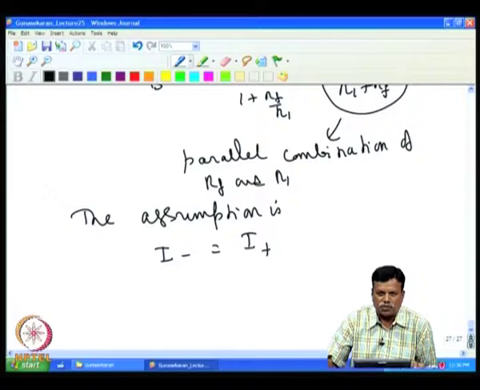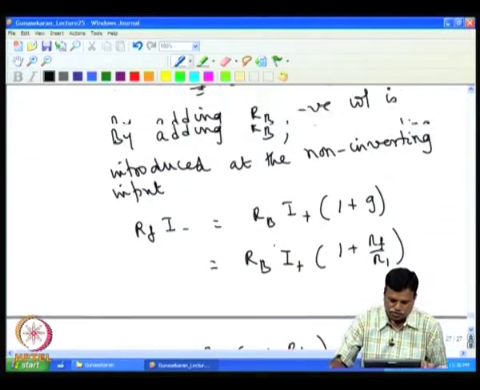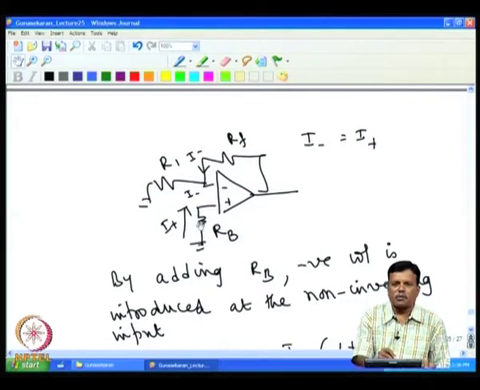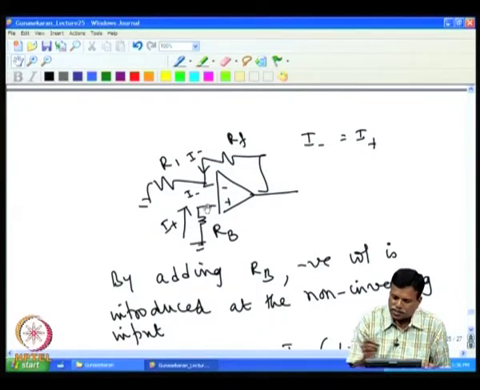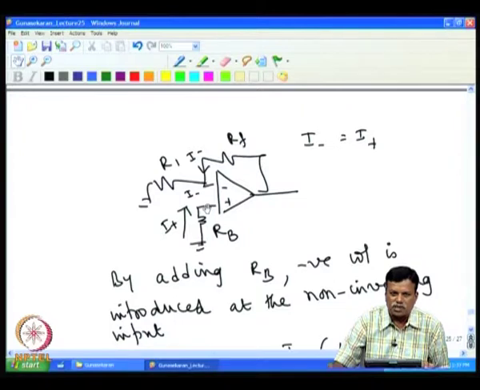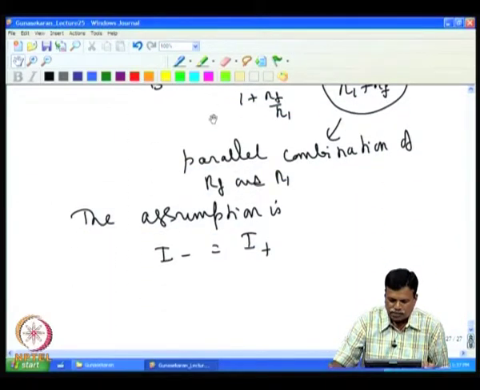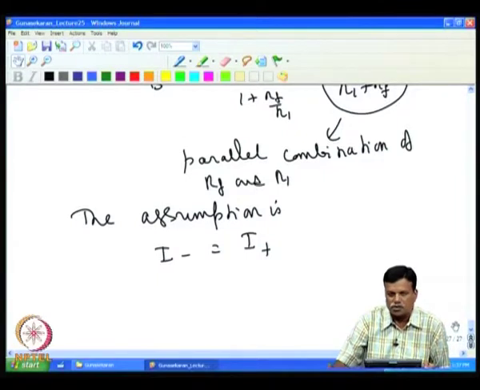So, now we have to worry next about what happens if the two are not equal, because if the two are equal, then the parallel combination of these two resistors can be put here, and one can forget about the bias current effect. But unfortunately I plus and I minus are not equal, and they are also changing with the temperature. So, that means we have to find out what is the net output error if I minus is not equal to I plus.